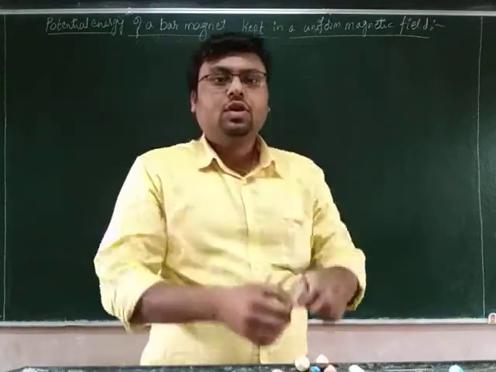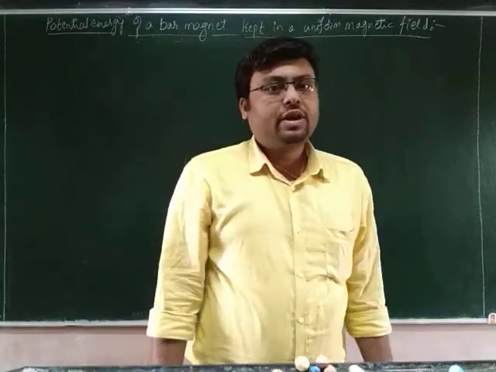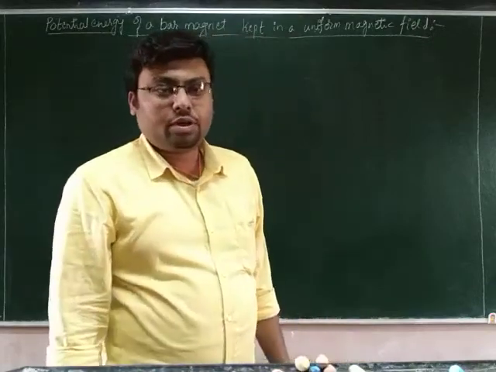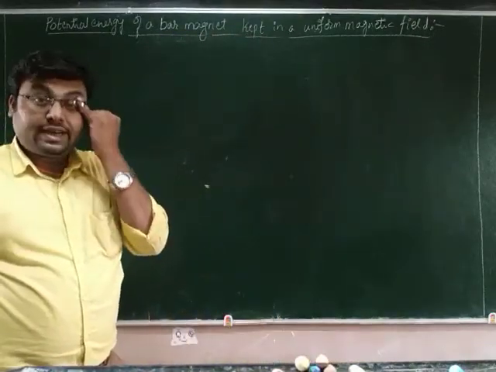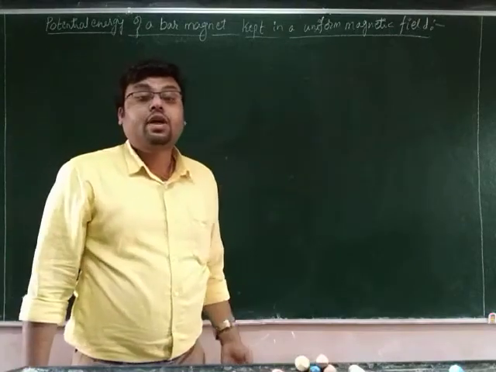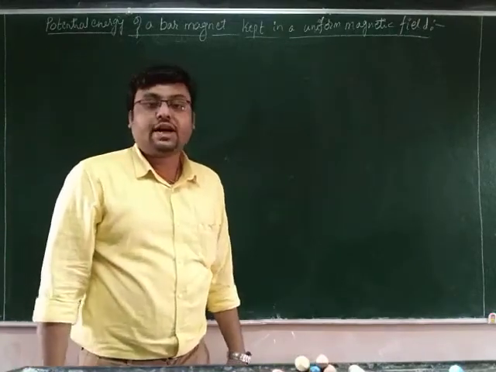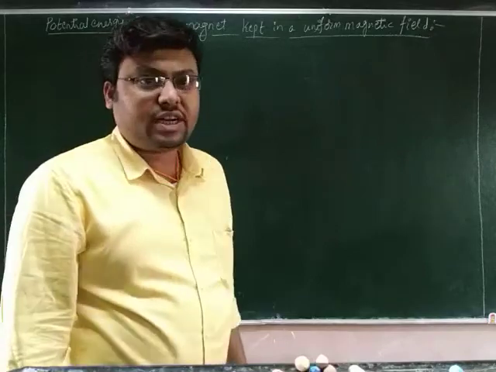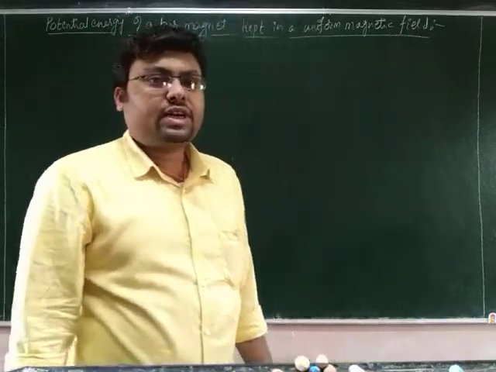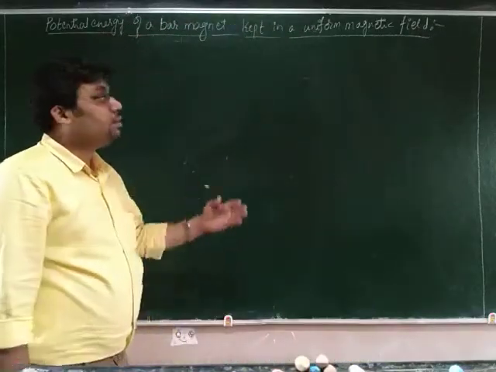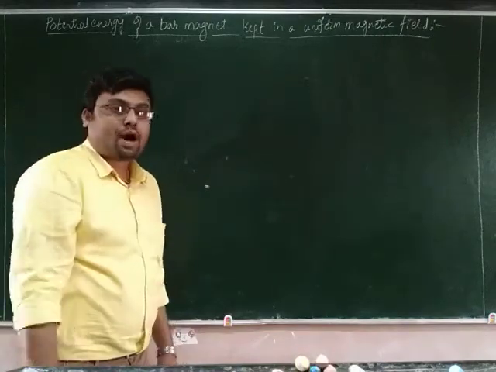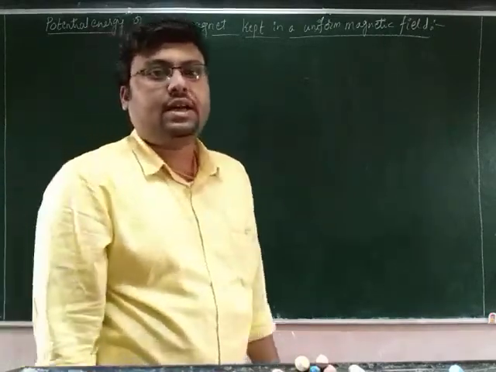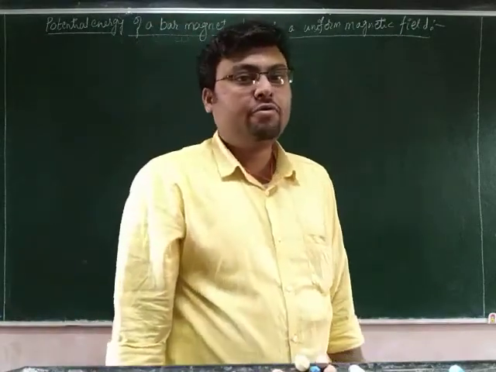Here we have already seen how to find the time period of the bar magnet which is oscillating simple harmonically, and how to find the frequency of those oscillations. So today we will study how to find the potential energy of such a bar magnet which is placed in a uniform magnetic field.